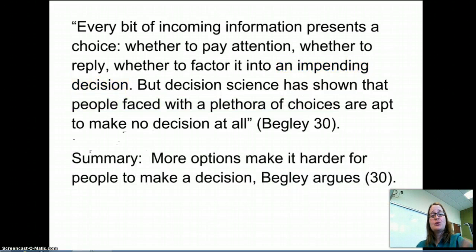All right, so let's look at one that would work. Okay, so more options make it harder for people to make a decision, Bagley argues. In this case, it's much shorter. I don't have any of the original words in my idea except for people and decision. Those are fairly innocuous words. That is, I've used the word people, I've used the word decision. I don't use it in the same way that they use it. I don't use it in the exact same place in my sentence, and that's part of the things that make it a little bit safer for you.